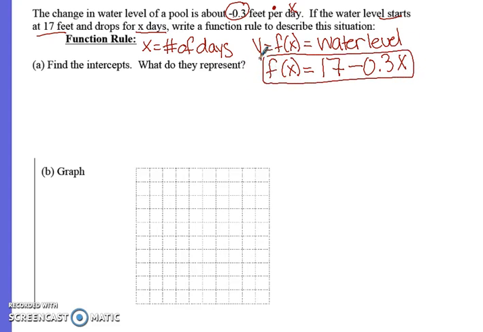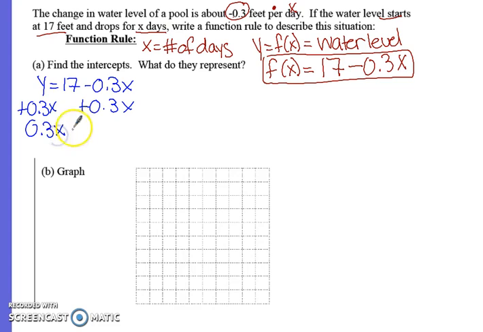Now it says A, find the intercepts and what do they represent? Well, I personally find it easier when I'm finding my intercepts, instead of writing f of x, I'm going to write this as y equals 17 minus 0.3x. Now we can add our 0.3x to get 0.3x plus y equals 17. Now let's go ahead and find our intercepts.